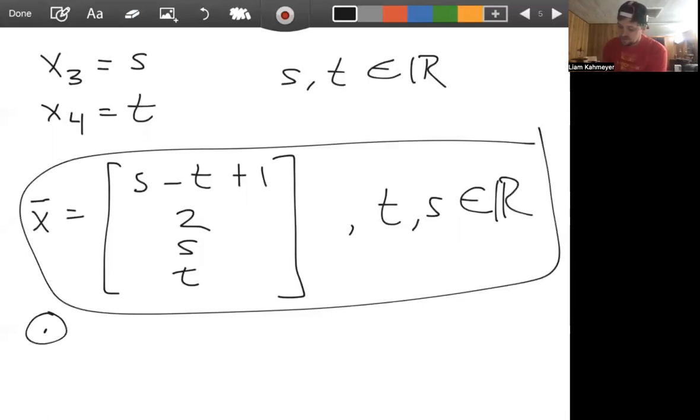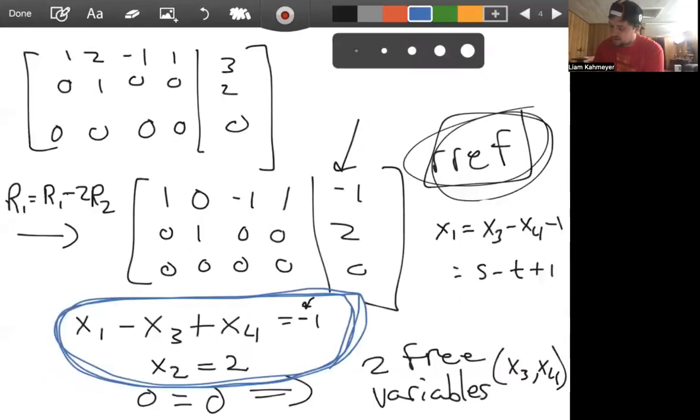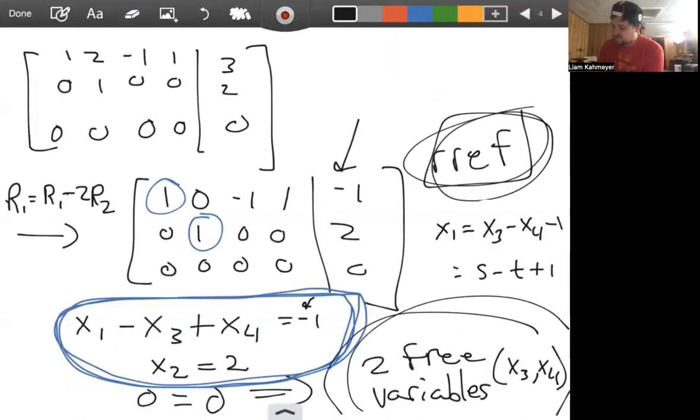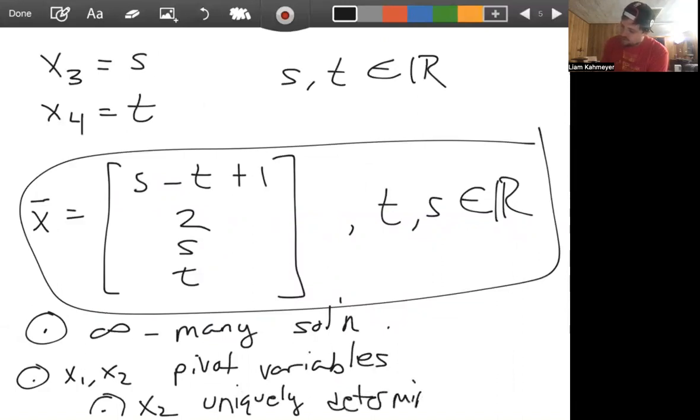And let's make some observations here. There's an infinite number of solutions, so infinitely many solutions here. What else do we want to notice? We want to notice that x1 and x2 are what are called pivot variables, because those are the variables corresponding to a pivot position. And that means the other variables, x3 and x4, we already noticed that these are free variables, right? And then x2 is uniquely determined here.